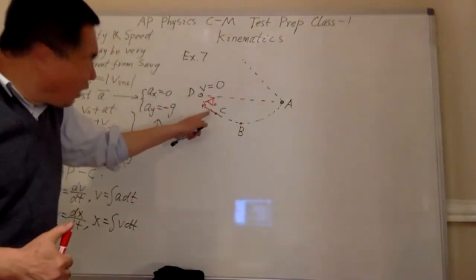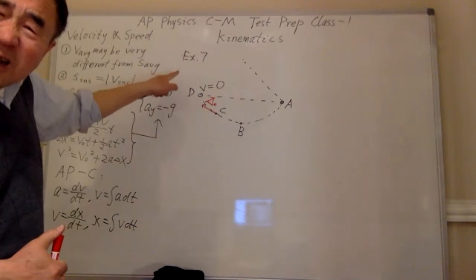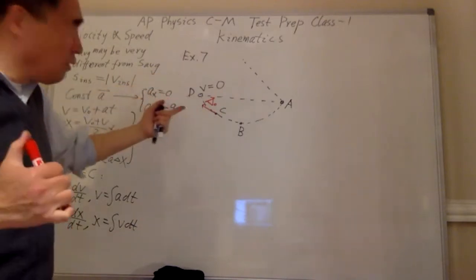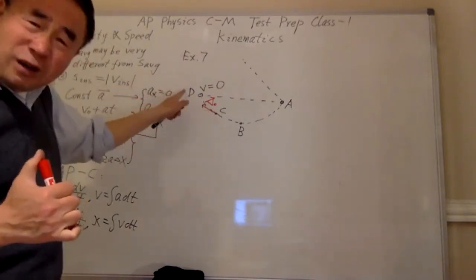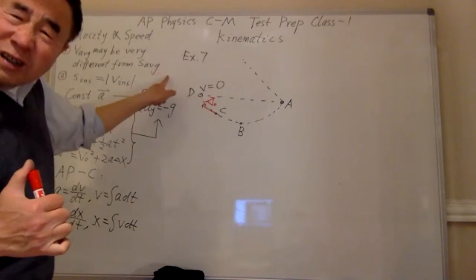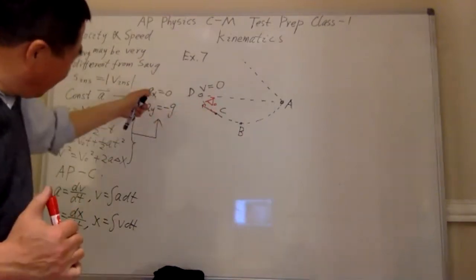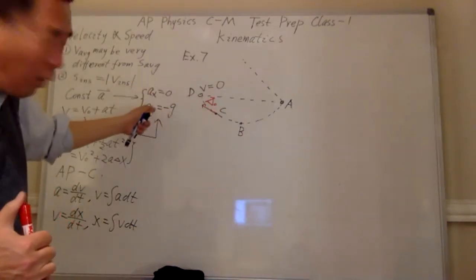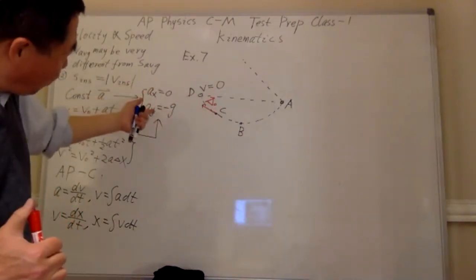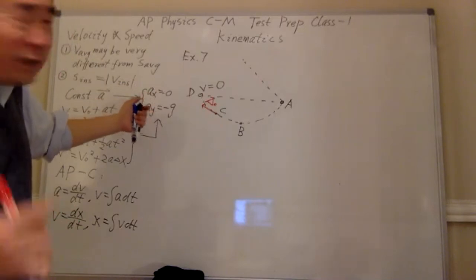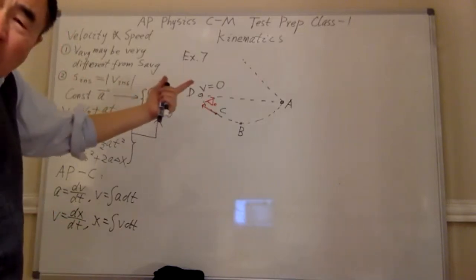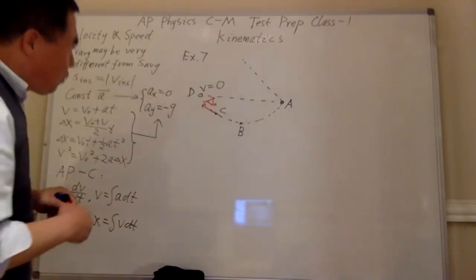So we said velocity is always along the tangent. We can prove that in AP Physics C. This is always along the tangent, but that's under gravity. Under the gravity acceleration, they must do projectile motion.